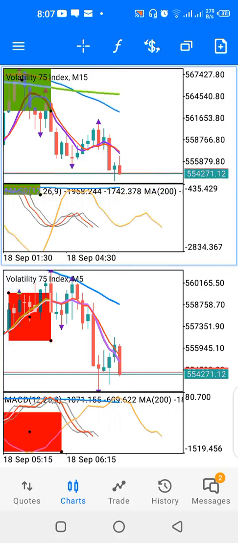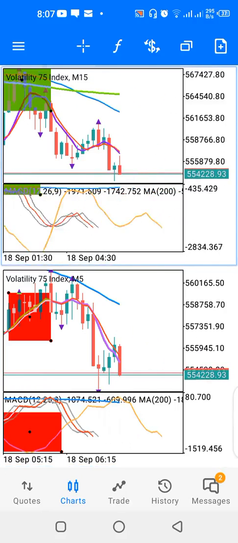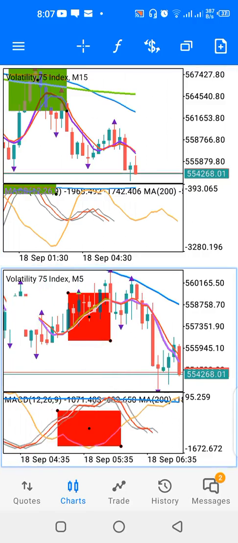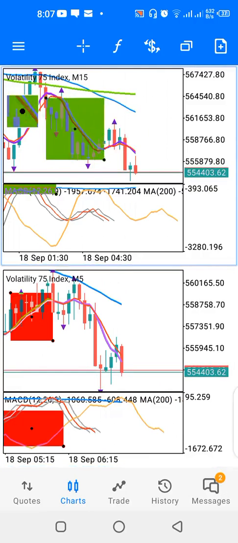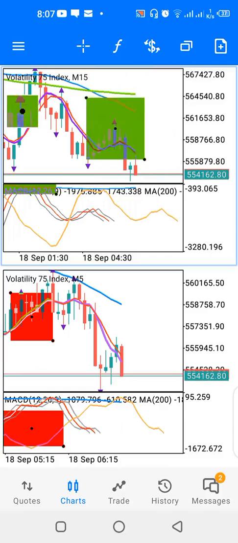For now, if you look at what's happening, we have 15 minutes upper time frame, upper window, and then we have 5 minutes lower window, and you can see that the purple and the red lines are below the blue and the green. That's the sell setup on the main window.